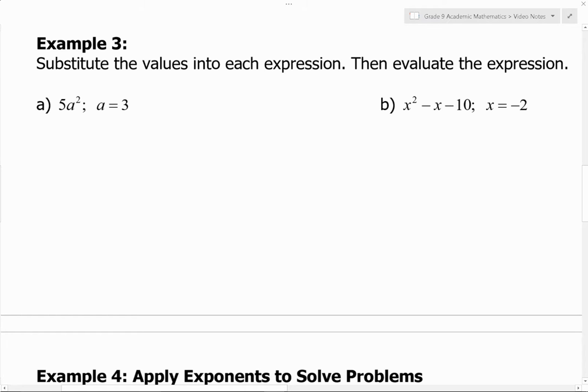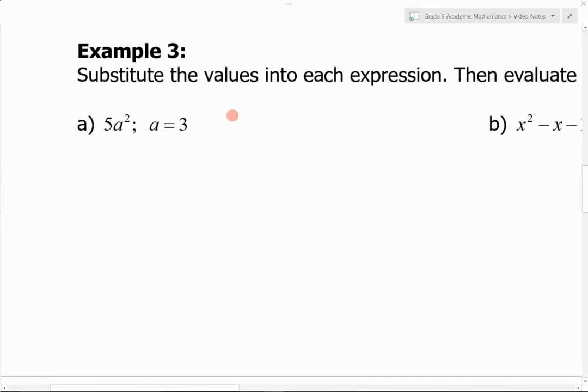So example number 3, substitute the values into each expression, then evaluate the expression. So we can take any expression such as 5a squared and replace a with a number. So I'm going to replace a with 3. Now before I make that replacement, I'm just going to put a bracket there and I'm going to put the 3 inside. Okay, it's useful and less confusing if you put brackets.